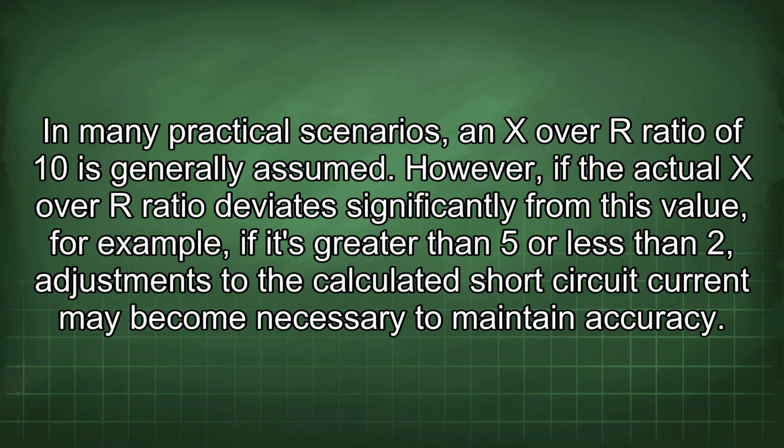However, if the actual X/R ratio deviates significantly from this value, for example, if it's greater than 5 or less than 2, adjustments to the calculated short-circuit current may become necessary to maintain accuracy.